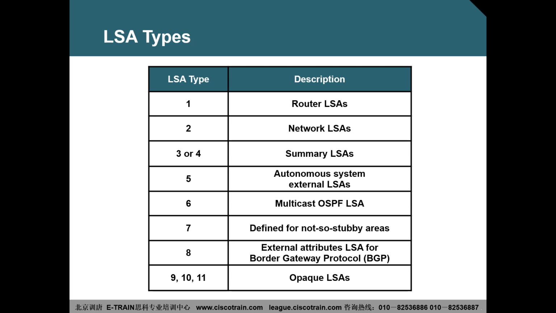Next, type 6, multicast OSPF LSA. See, multicasting is not one-to-one. So whenever an update is carried to multiple OSPF neighbors, this type 6 LSA is going to be used. Alright, now let us focus on the first 5, which are more important than 6 to 11.